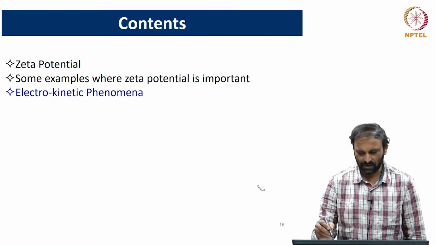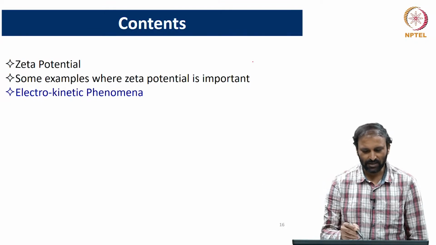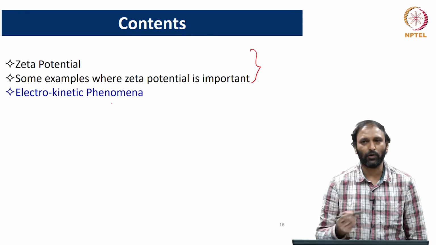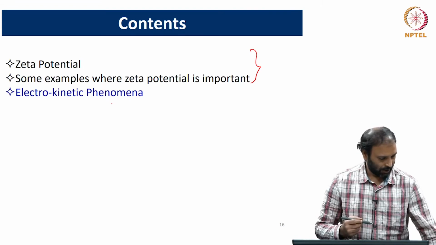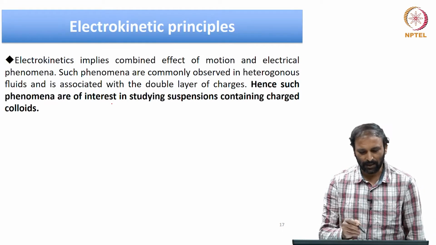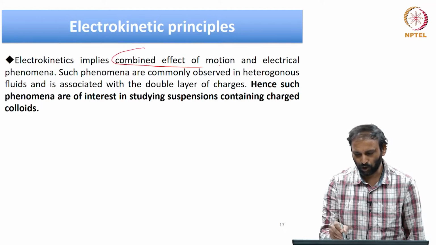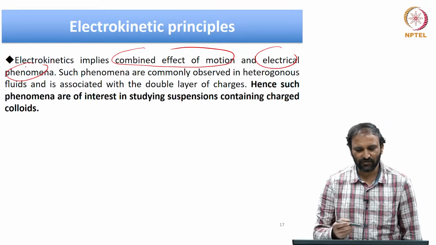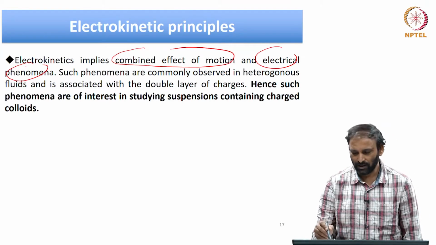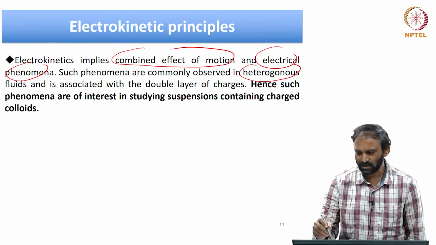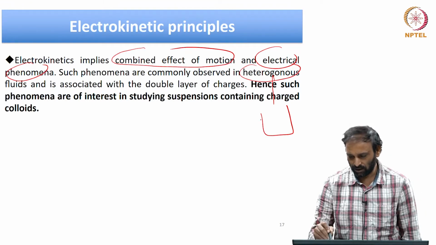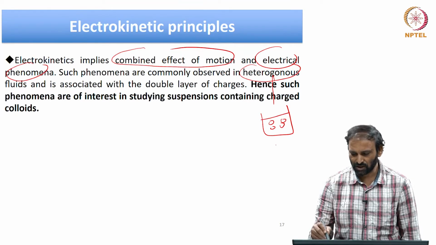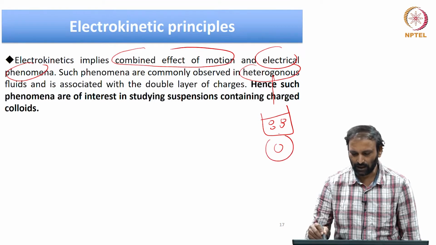Having discussed zeta potential and the importance of zeta potential measurement in some of the problems, we will look at electrokinetics further. Electrokinetics implies a combined effect of motion and electrical phenomena, and such phenomena can be observed whenever you have a heterogeneous fluid, that is, particle-filled fluids, and if these particles are charged, then you will have an electrical double layer associated with it.